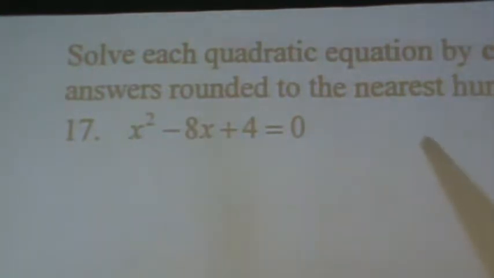Number 17. If you had to pick a method, which method would you use on this one? Right away, fast. Complete the square. It's not factorable. Do you know what times what is 4 that adds to be -8? I would complete the square on this one. How do you complete the square? Fast. This is -4.